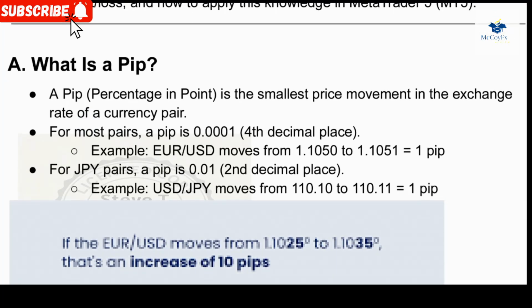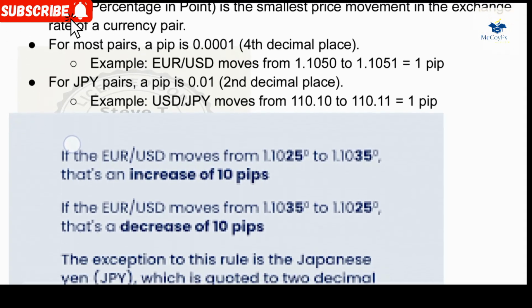Let's talk about the other one, which is for JPY pairs. A pip is 0.01, the second decimal place. So when it comes to JPY, that is the Japanese yen, it is the second decimal place. Let's look at an example. USD/JPY moves from 110.10 to 110.11. The pip here is equal to 1. When you deduct 110.10 from 110.11, you will have 1, and that 1 is your pip. I believe we all understand what a pip is now.